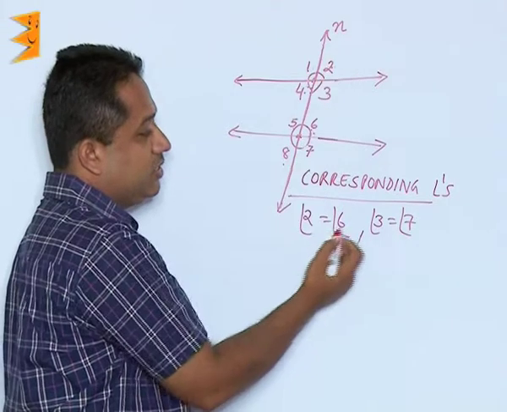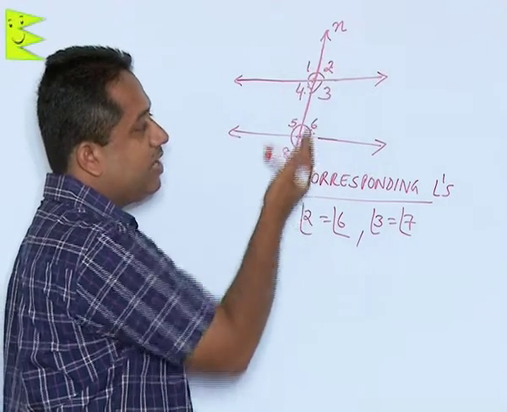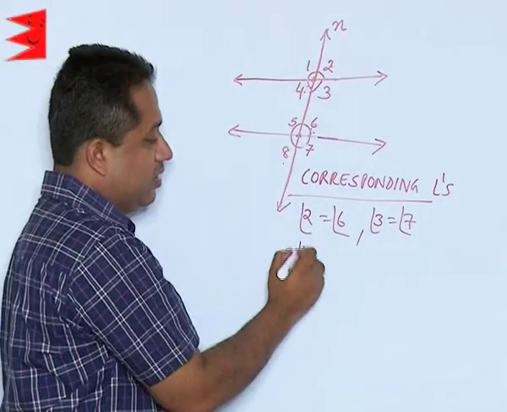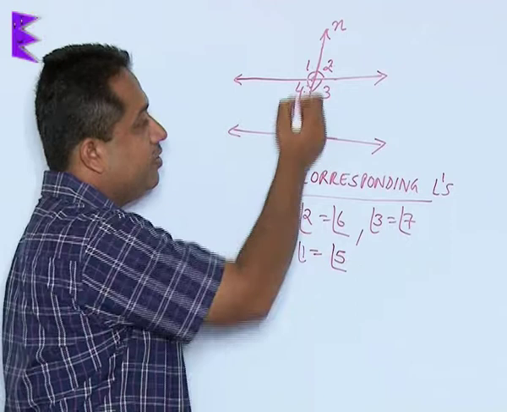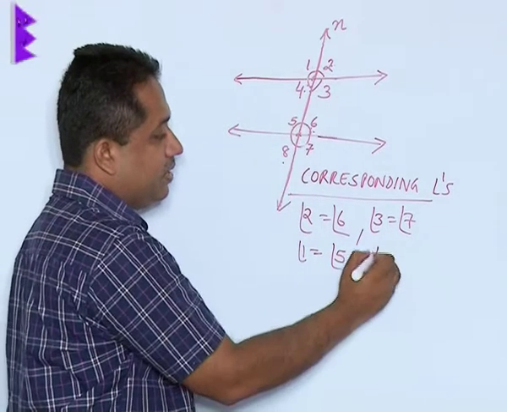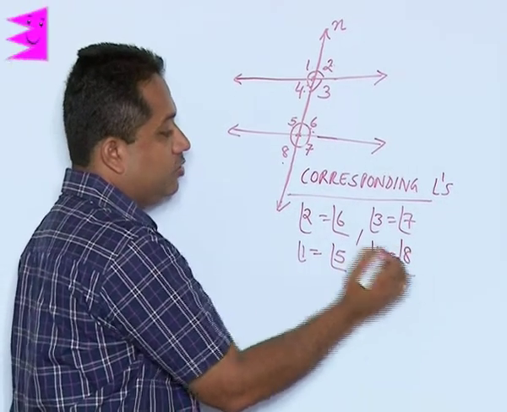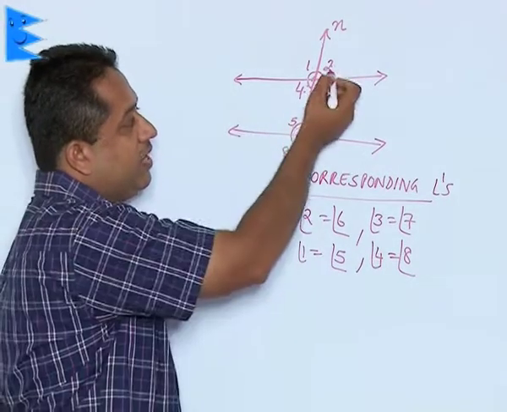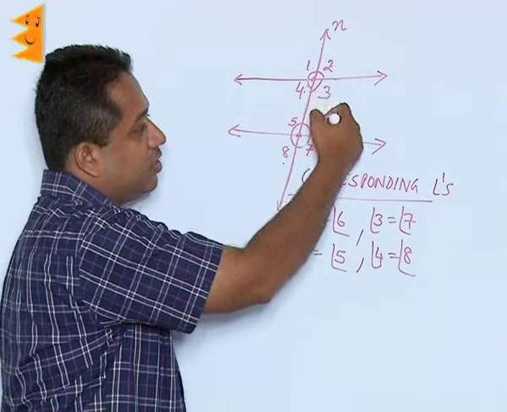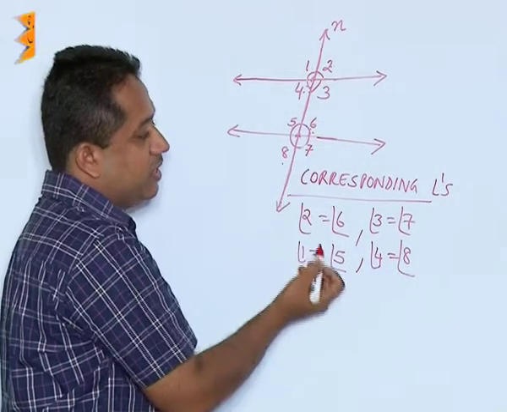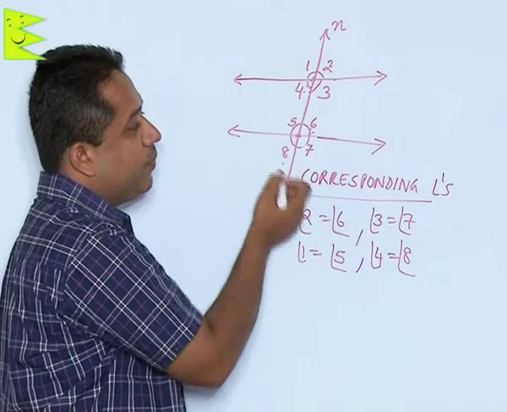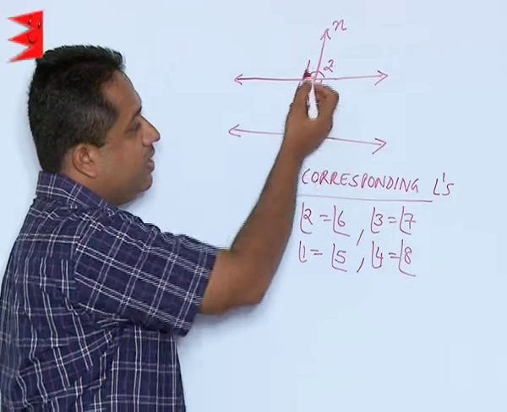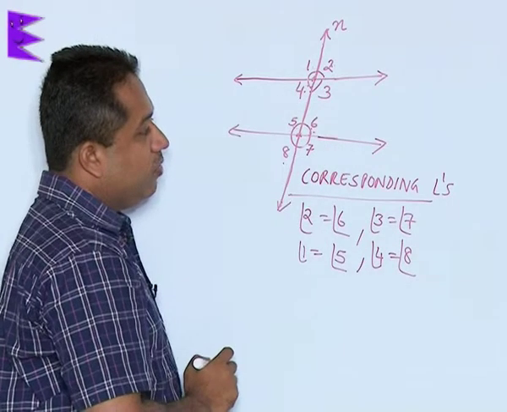So, we get 2 equal to 6 and 3 equal to 7 if we look on the right side of the transversal. On the left side, the corresponding angles are 1 and 5. So, 1 is equal to 5 and we have another pair here, that is 4 is equal to 8. These types of angles formed on the same side of the transversal, where we leave out one and the corresponding ones are equal, are known as corresponding angles. So, we have 4 pairs of corresponding angles in this figure: 2 is equal to 6, 3 equal to 7, 1 equal to 5 and 4 is equal to 8.